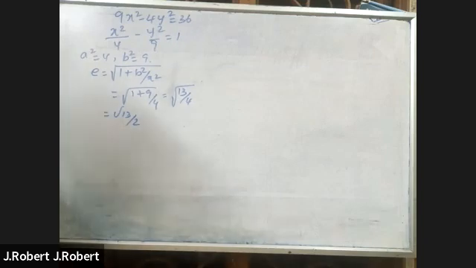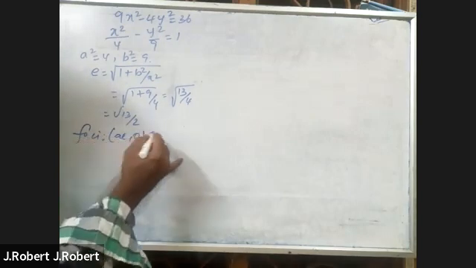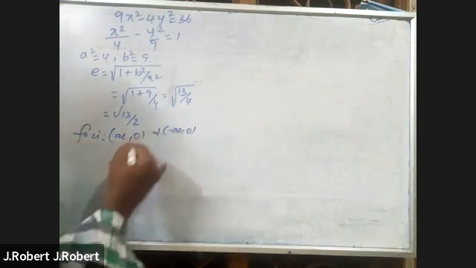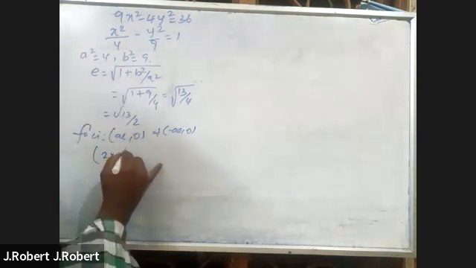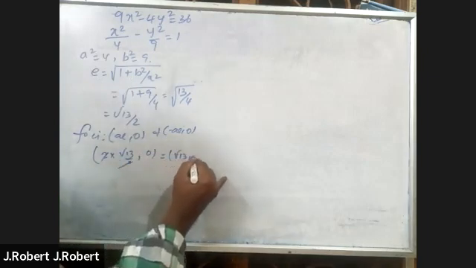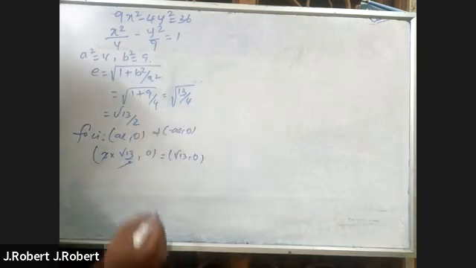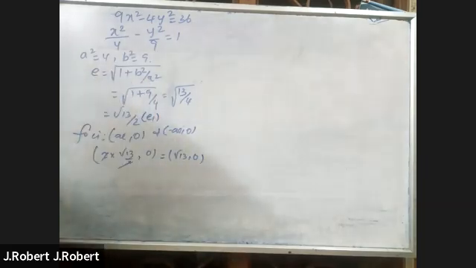Next, we have to find the foci. Your foci are (AE, 0) and (minus AE, 0). Your a is 2 into root 13 by 2, 0. The 2 cancels and we get (root 13, 0). This is nothing but the foci, which the ellipse passes through. E1 and E2 are the eccentricities.